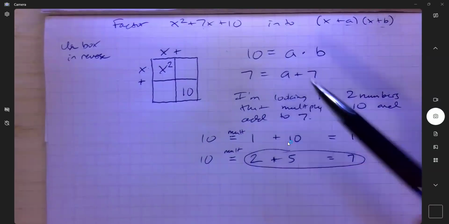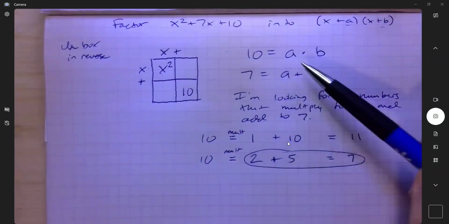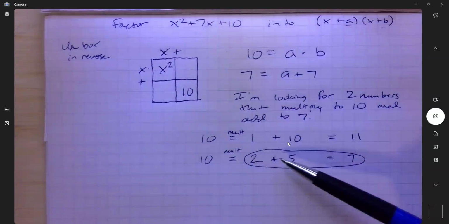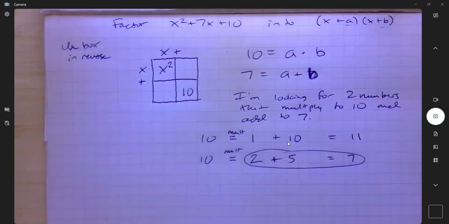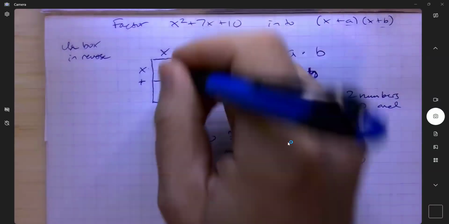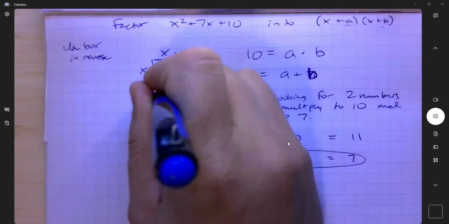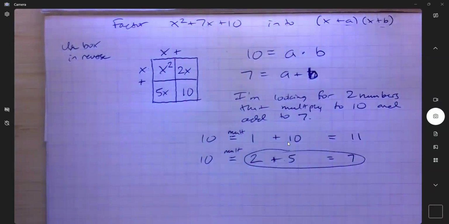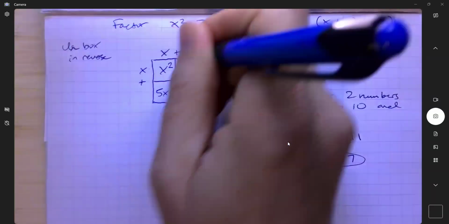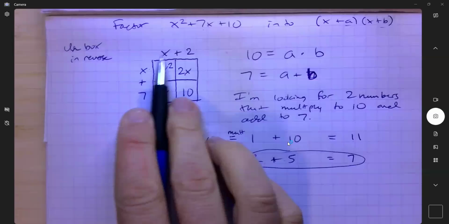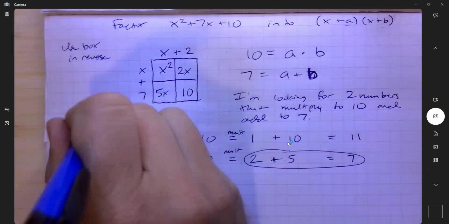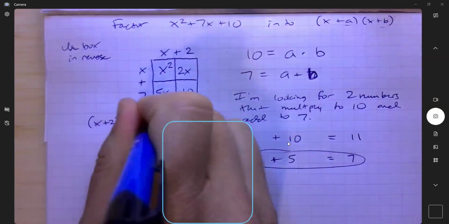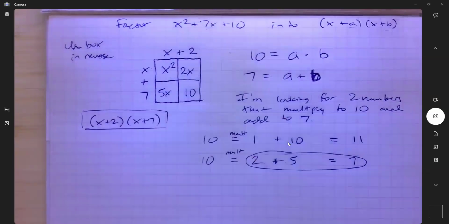So that tells me that I have two numbers, 2 and 5, that multiply to 10, and 2 plus 5 adds to 7. That should be the letter B. Well, according to my box method, that must mean that these two panels in my box must be 2x and 5x, because I'm doing it in reverse, and that must mean the numbers along the top must be x plus 2, and along the side it must be x plus 7, which gives me x plus 2 times x plus 7 as my answer.